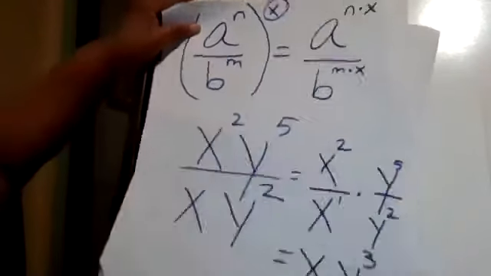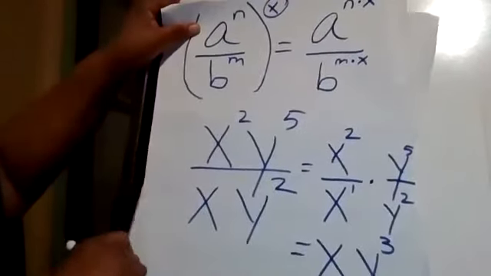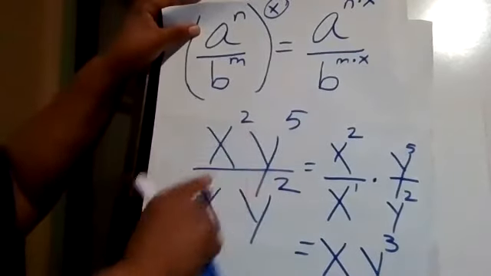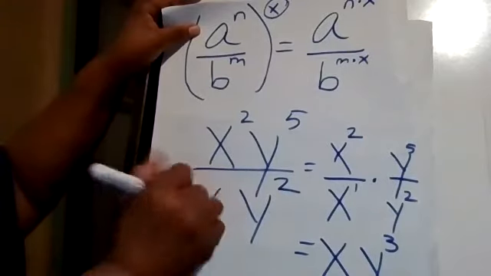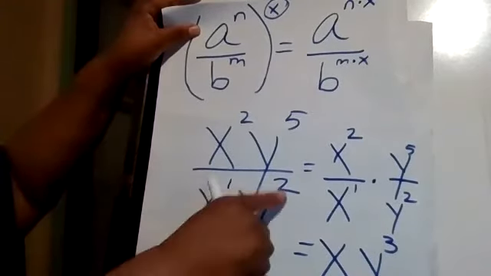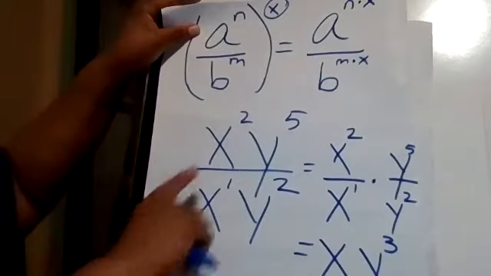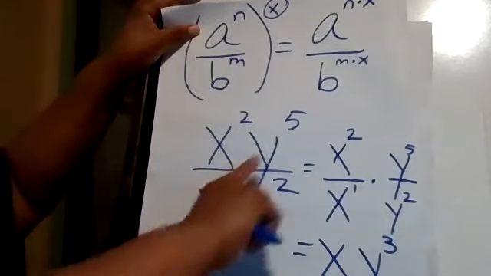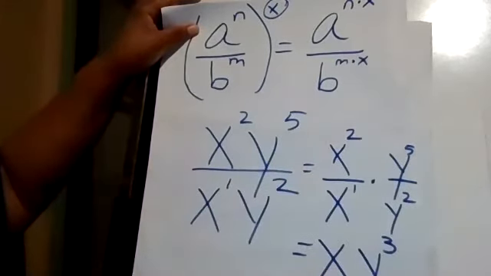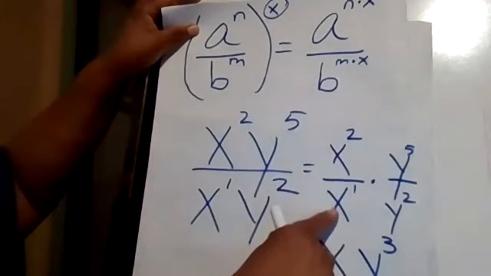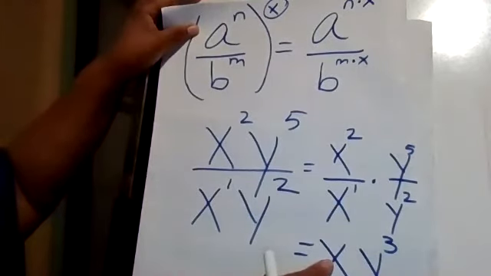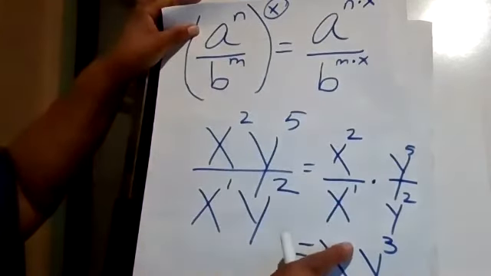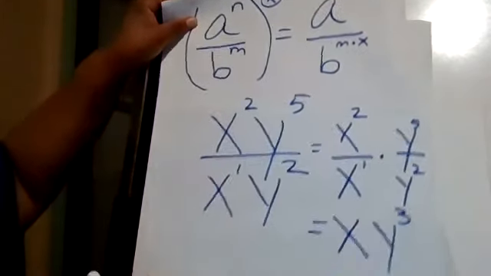So if I put all of this together, here's a problem dealing with the quotient. I have x squared y to the 5th divided by x to the 1st, y to the 2nd. So take the same bases and write them as a fraction. So when dividing like bases, keep the base, subtract the exponents. 2 minus 1 gives me 1, and I really don't need to put that 1 there.